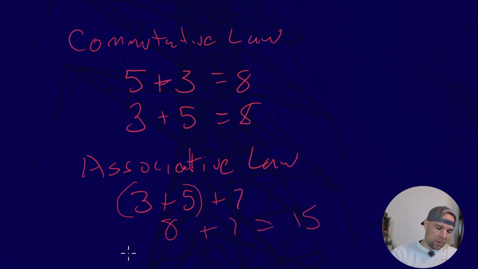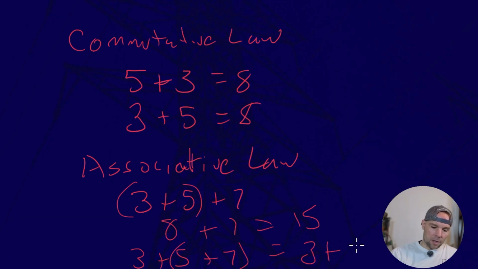At the same time, we could do 3 plus 5 plus 7. We could do the 5 and the 7 first, which would make it 3 plus 12, which then becomes 15 as well. So it doesn't matter which way you group them together. The 3 and the 5 are associated together in the first example, and the 5 and the 7 are associated together in the second example. But either way, you get the same result. So those are the two laws for addition.